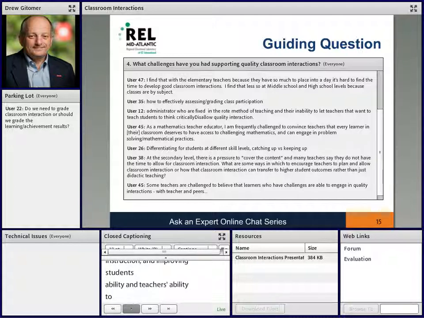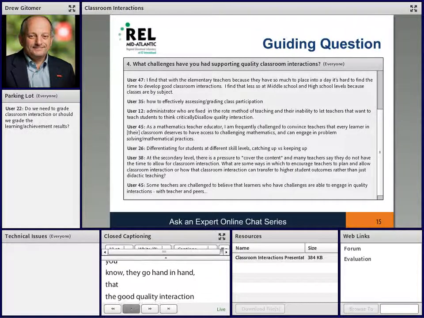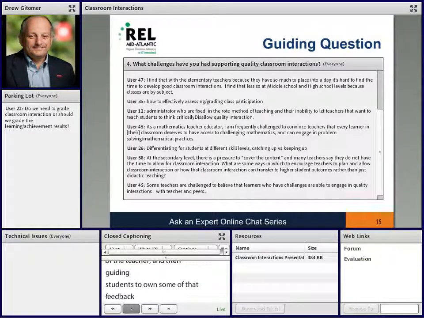And so that's less about grades. In fact, she made a strong statement that there are no grades in formative assessment and that it's really about providing feedback that helps improve the learning process. And so I think they go hand in hand: good quality interactions and good quality feedback on the part of the teacher, and then guiding students to own some of that feedback for themselves. Self-monitoring is really critical in helping to bring students to the next level in their learning.